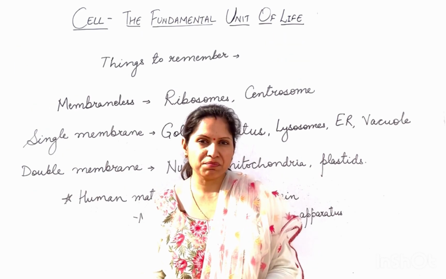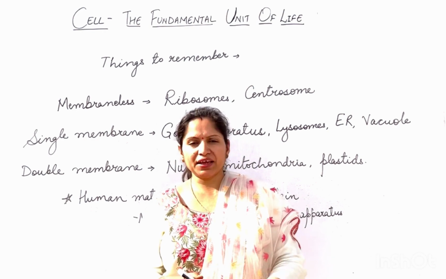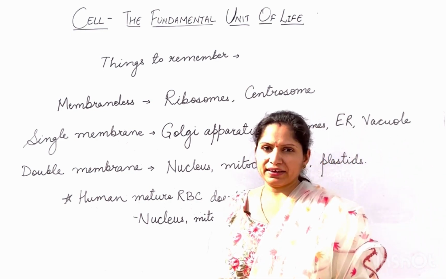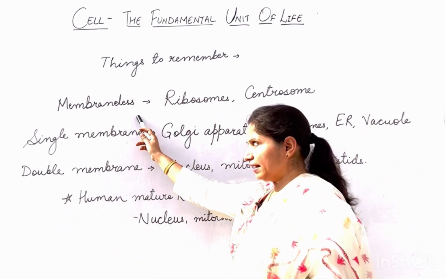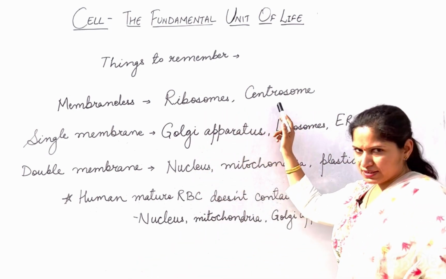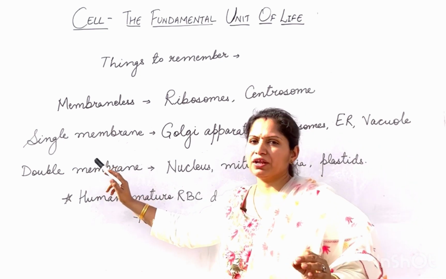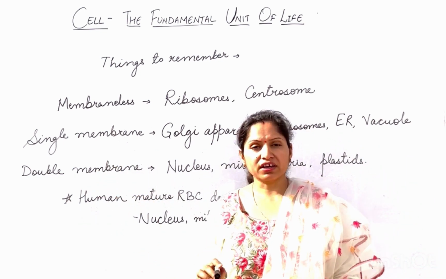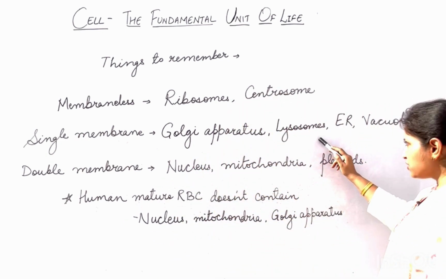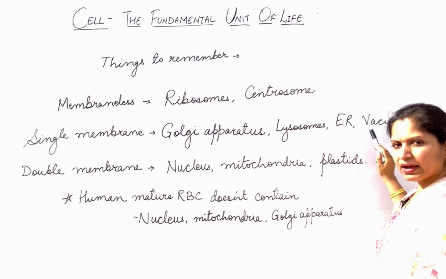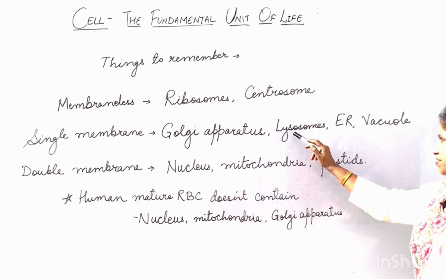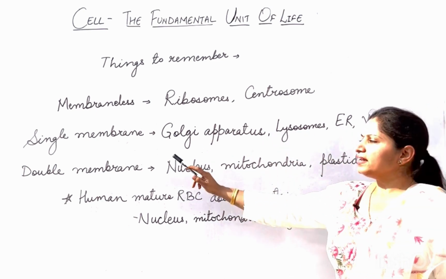Now at last we'll see some things to remember for competitive exams, NSO exams and all. So first is the organelles could be divided into three categories. Some organelles are membraneless, means they do not have any membrane around them, and that are ribosomes and centrosome. Second is single membrane bound organelles. Those organelles which have a single membrane around them, and that is Golgi apparatus, lysosomes, endoplasmic reticulum, and vacuole. You can remember it by that Golu loves eggs very much.